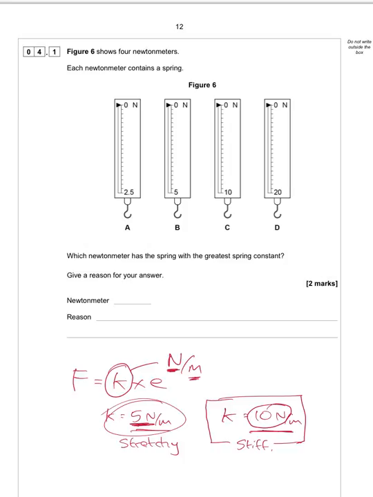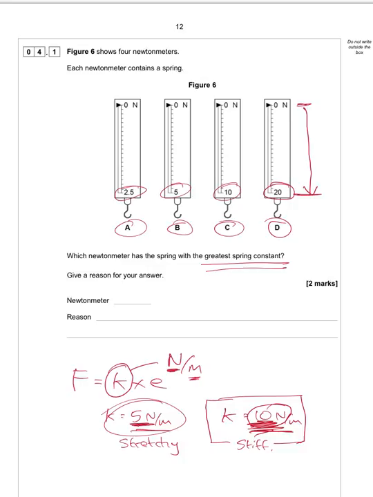So the spring with the largest spring constant is the one that needs the biggest force in order to stretch it by the same amount. So if you have a look at this, which Newton meter has the greatest spring constant? It's going to be the spring that needs the most force to stretch it by the same amount. Well, Newton meter A needs 2.5, B needs 5 newtons, C needs 10 newtons, D needs 20 newtons to stretch it from the start all the way down to the bottom of the Newton meter.